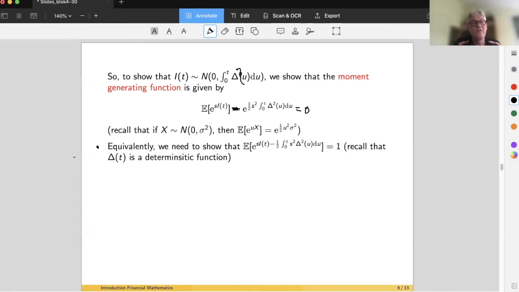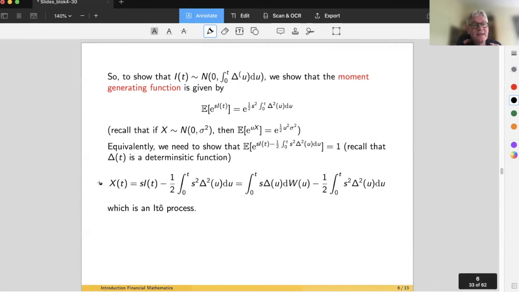So that is what we want to do, and for that we define x as this exponent here. So x is defined as s times it minus 1/2 the integral from 0 to t of s squared delta squared u du. We would like to examine this expression here, and we will substitute its definition. So this is the integral from 0 to t of s times delta u dW u, right? That is the first expression, and the other part we just copy: minus 1/2 the integral from 0 to t of s squared delta squared u du.